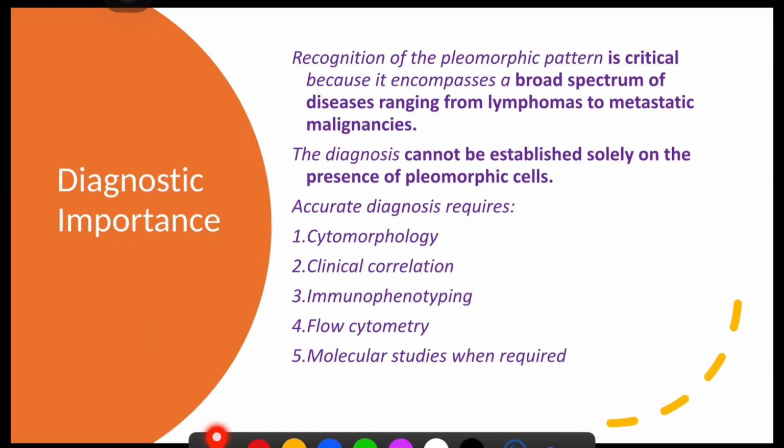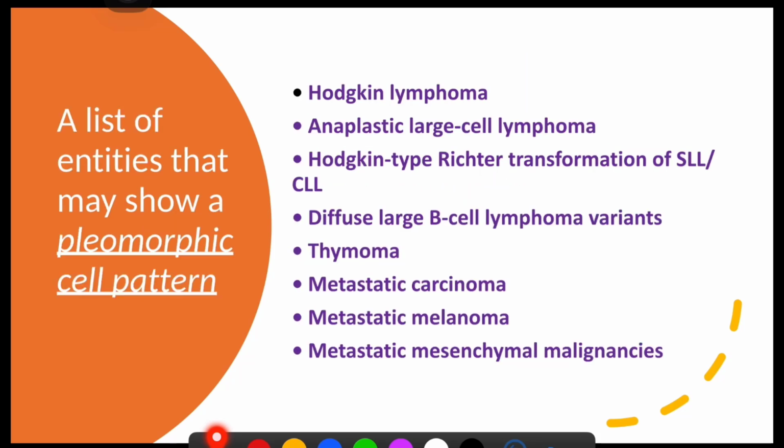Now, what is the diagnostic importance of this pattern? It is a broad spectrum of disease ranging from lymphomas to metastatic malignancy, and this diagnosis cannot be established solely on the presence of pleomorphic cells. So, what we require: one important thing is cytomorphology. We require clinical correlation, immunophenotyping, flow cytometry and molecular studies when required.